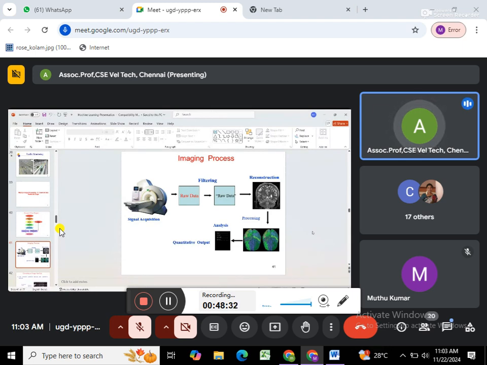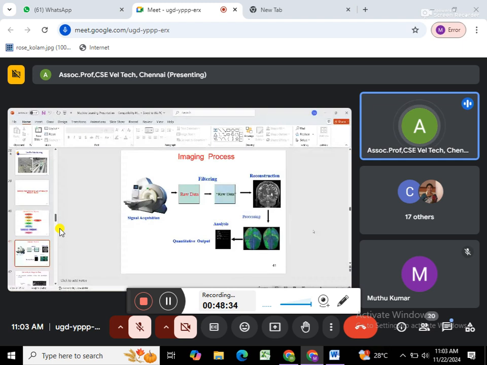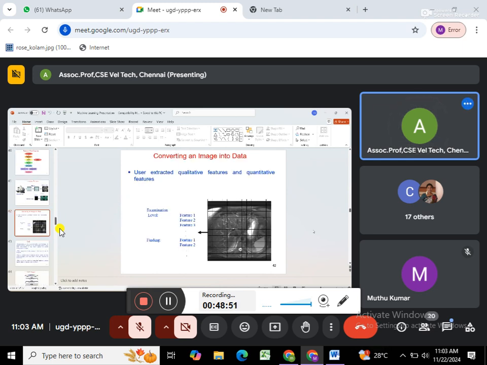And we go for reconstructing that image. Reconstruction of the image means what? We get that image back, and we process it. We give the analysis, preparing a quantitative or qualitative output. Based on that, we give the solution for that input image.